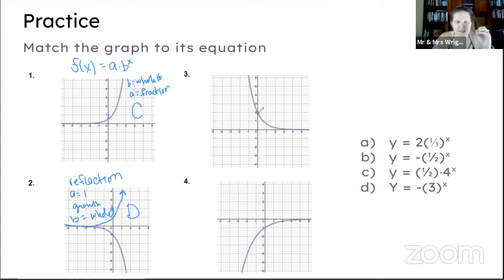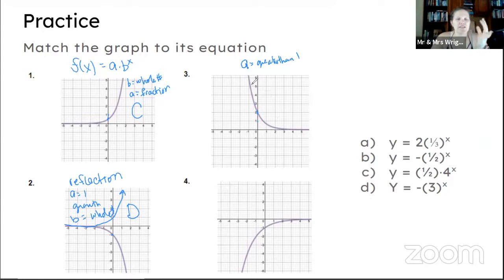Already off the bat, I see it's crossing at 2, and that tells me it's been vertically stretched because it's no longer crossing at 1. Okay, so I know that my A, if I vertically stretch something, has to be greater than 1. I could have used the greater than symbol. Don't know why I didn't. Okay, so A is greater than 1.